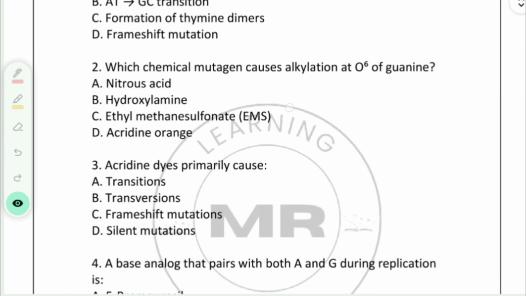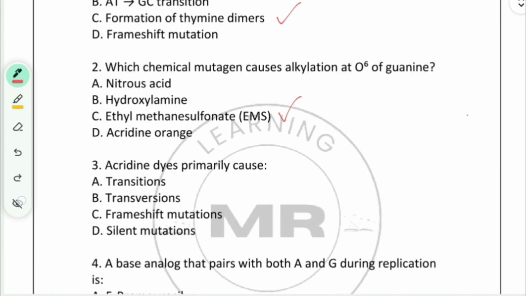Now question number 2. Which chemical mutagen causes alkylation of O6 of guanine? Options are A, nitrous acid, B, hydroxylamine, C, ethyl methane sulfonate, D, acridine orange. So the correct answer for this question is option C, ethyl methane sulfonate, that is EMS.